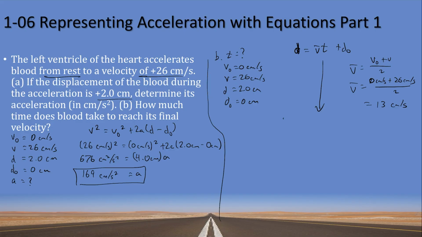So our final position was 2 centimeters. Average velocity was 13 centimeters per second times time. The initial position was 0. So really I just have to do 2 divided by 13, which gets me a time of 0.15 seconds.